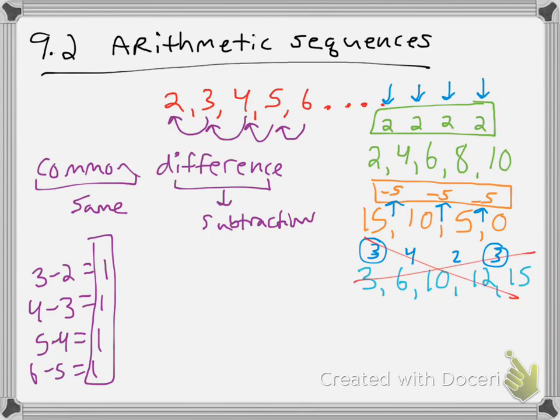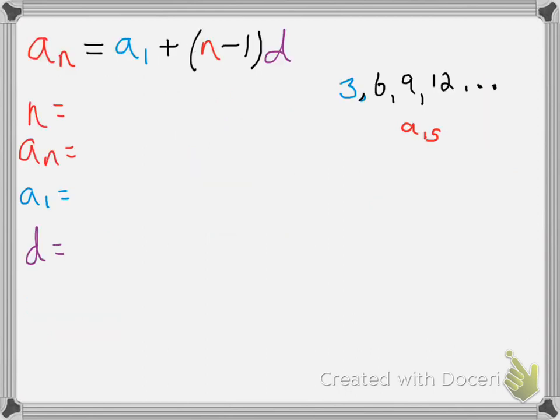So being able to distinguish if something is or is not arithmetic is key. So common difference. Well, we're going to label that D in our arithmetic formula here.